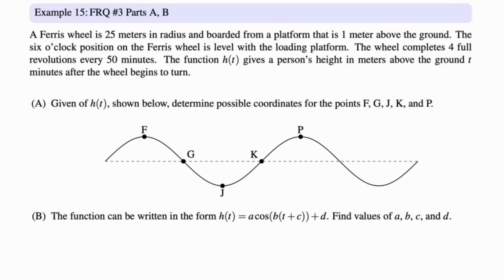The wheel completes 4 full revolutions every 50 minutes. So we have to figure out how long it takes to do 1 revolution because that is the period. And then the function h of t gives a person's height in meters above the ground.